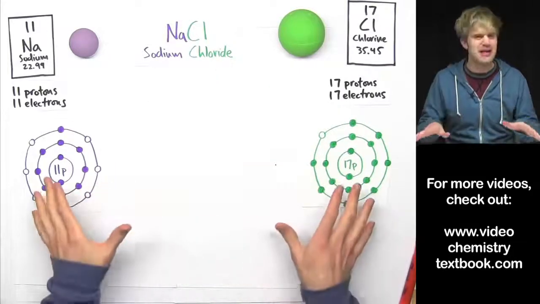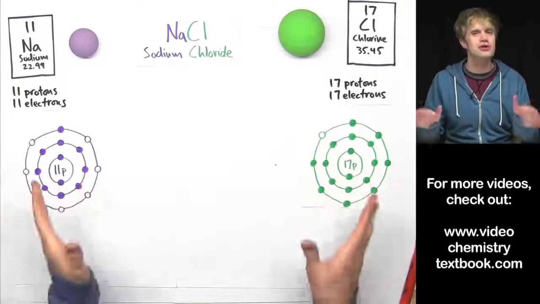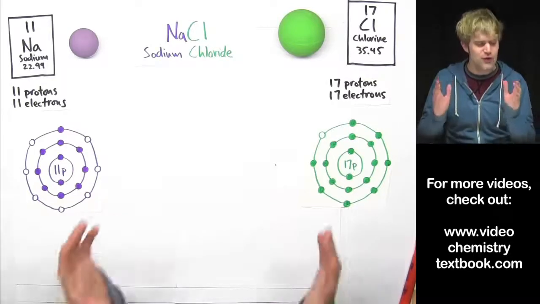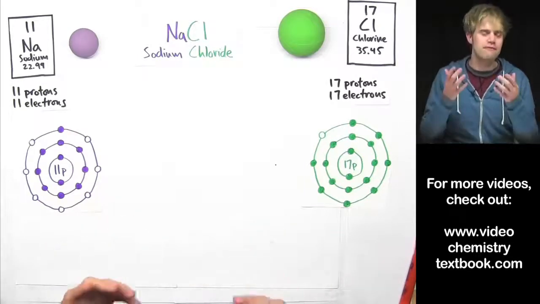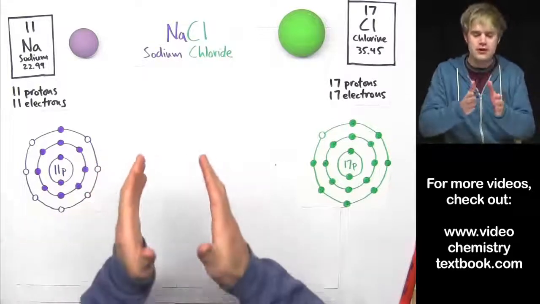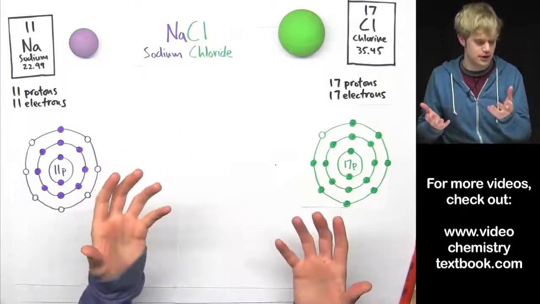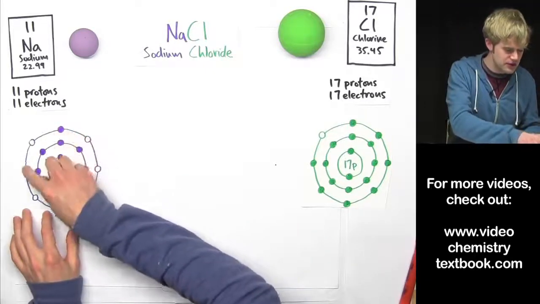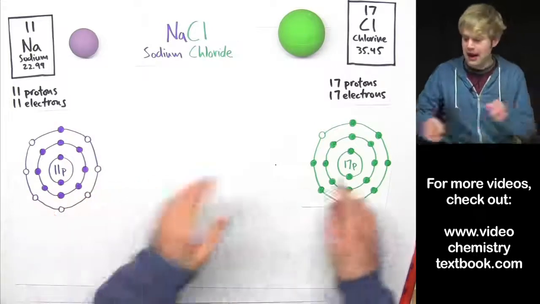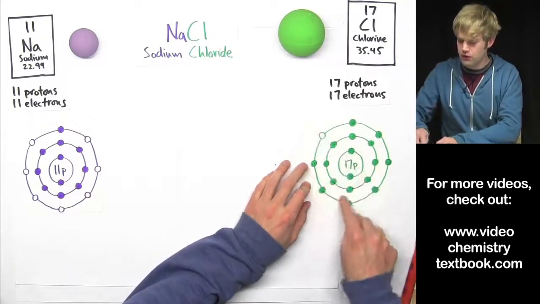Now, you may not be able to tell from these diagrams, but these are two very unhappy atoms. The reason why has to do with their valence shells. You remember what valence shells are? They are the furthest out energy level that still has electrons in it. So for example, this is the valence shell of sodium. It's got one electron here. And this is the valence shell, the furthest out shell, for chlorine.